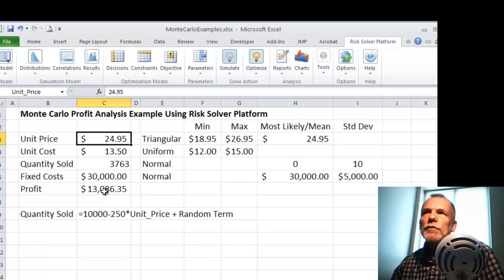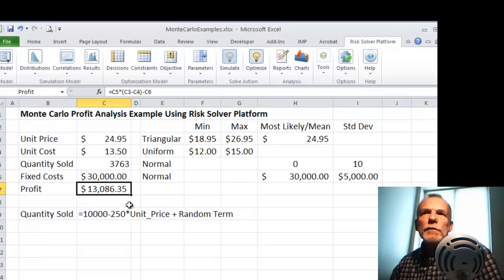What we want to do as our starting point is start by representing each of these uncertain variables with their most likely term to get a static model, a model in which we're not allowing the cells to vary yet. And when we substitute the most likely or the mean or average values, we see that the expected profit would be $13,086.35.